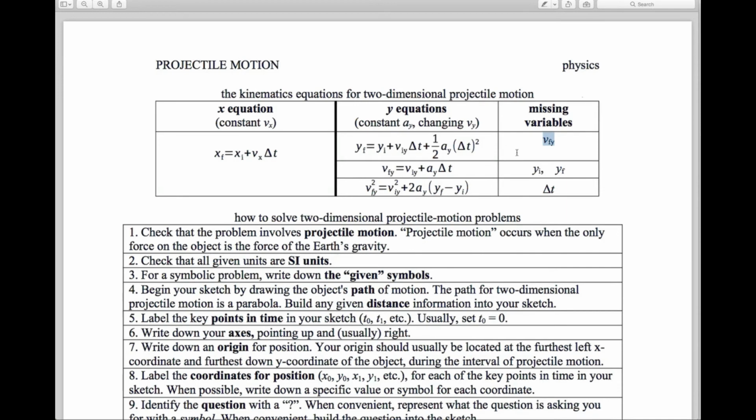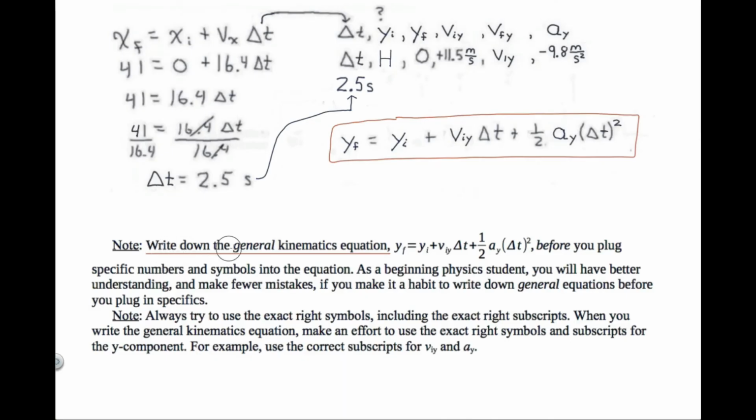Let's choose the kinematics equation that's missing v final y. That's this equation. First, write down the general equation: y final equals y initial plus v initial y delta t plus 1/2 a sub y delta t squared. Now, we can use our kinematics setup to plug specifics into the equation.